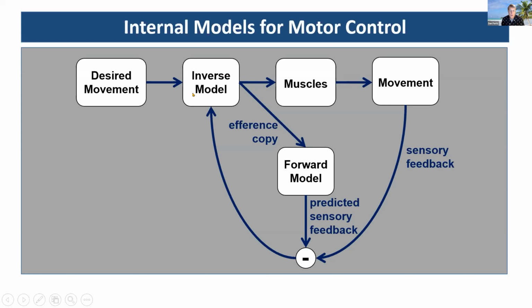At the same time, you have the commands that you're generating in your brain. You send a copy of that signal, what we call an efference copy, to another part of your brain that plays a forward model, so that you can predict what type of sensory information you're expecting. And so when you compare the actual sensory feedback with the predicted sensory feedback, you can determine where there are errors in your control system and how you're moving, and adjust it appropriately.